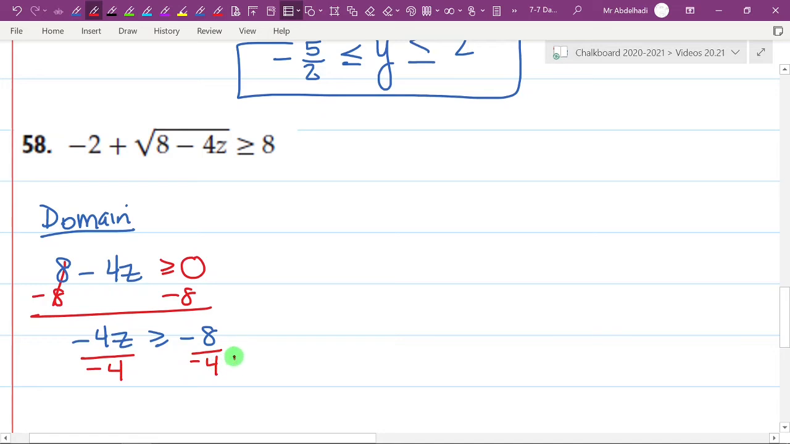So what did I just do? I just divided both sides of an inequality by a negative. Dividing by a negative means I need to flip this inequality. So yes, these do cancel out, and the answer is not going to be z greater than or equal to, it's going to be less than or equal to. That's the flip. And -8 divided by -4 is +2. So there's my domain right there. And I will come back to this a little bit later.